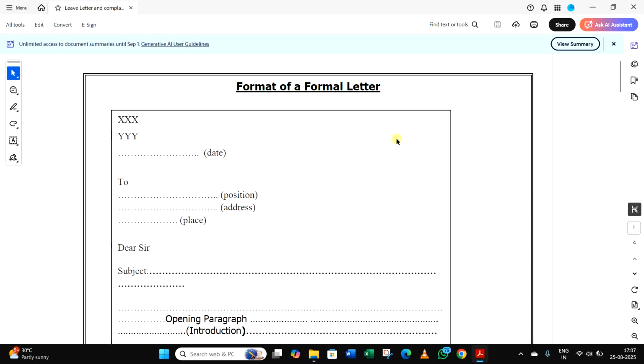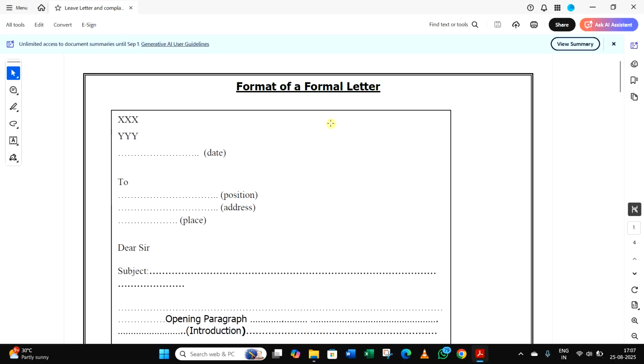In this video, we are going to discuss how to write a formal letter. First of all, we need to understand what format of formal letter writing we are going to use, and that letter format is in front of us. Dear children, you can find here the format of formal letter writing.